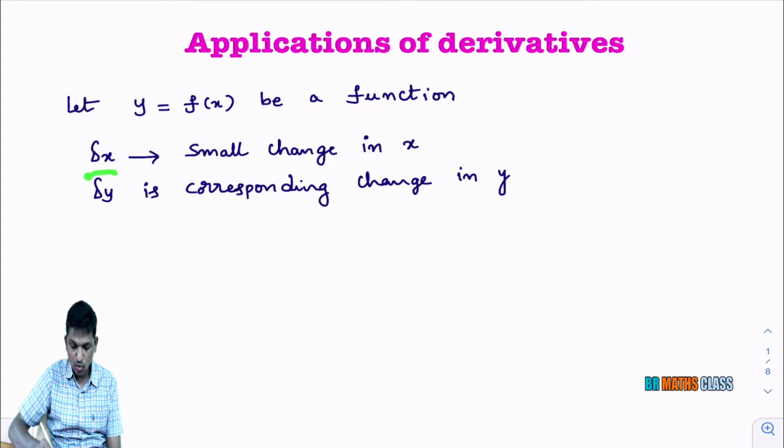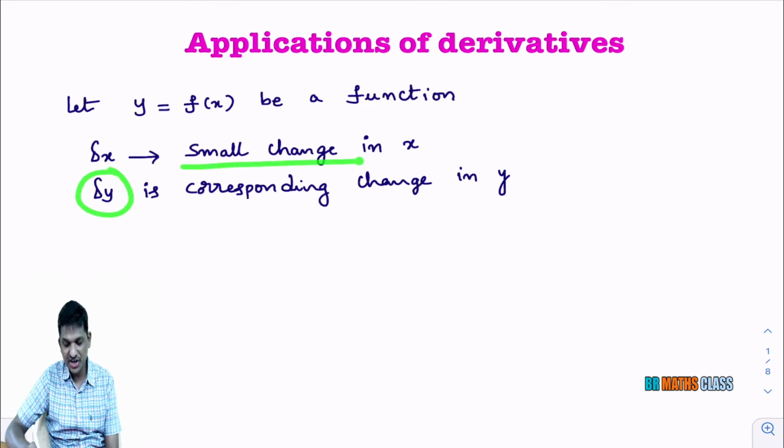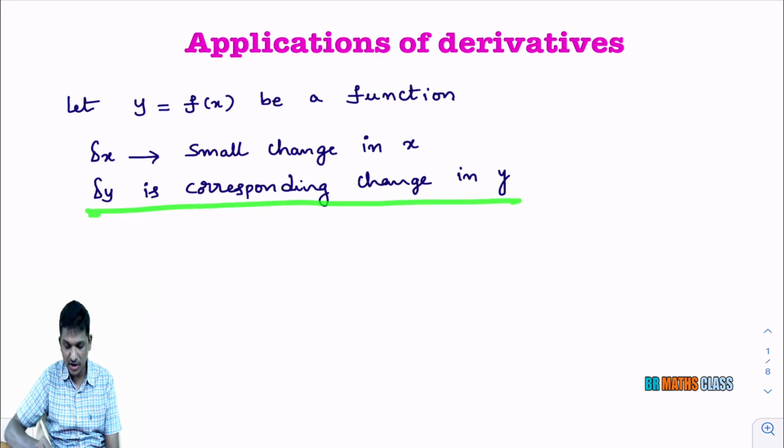You look here, what I have written: delta y. What is delta y? Delta y is change in y. Delta x is change in x. Now, delta y is the corresponding change in y.